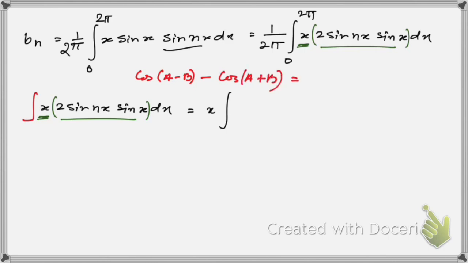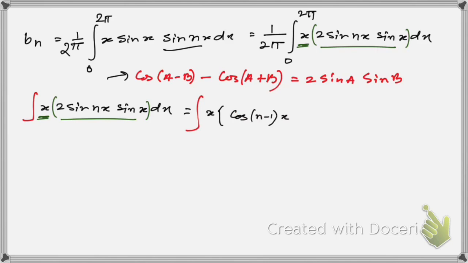That is equal to 2 sin a sin b. So here a is nx and b is x. So if you use this identity before integrating, you will get x, and here applying this identity, you will get cos (n minus 1) x minus cos (n plus 1) x dx. That is what you will get.